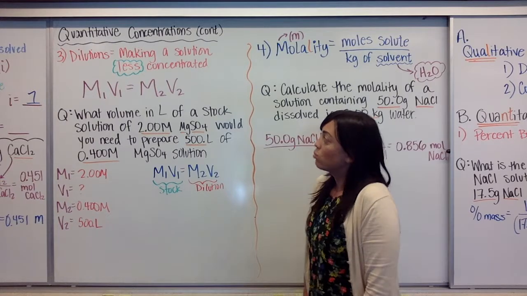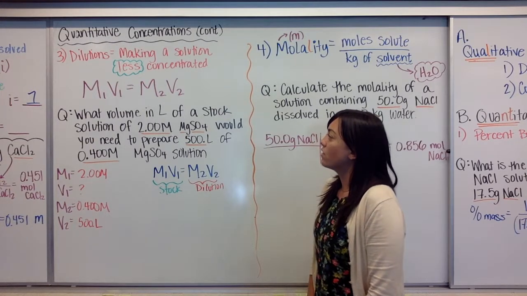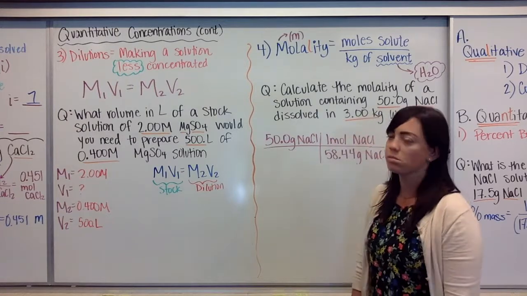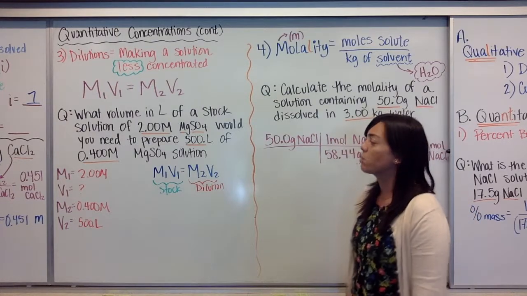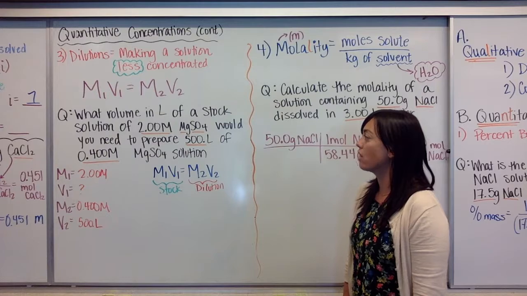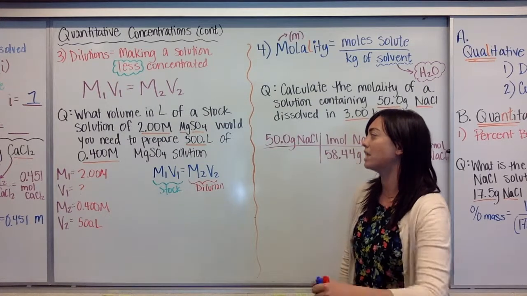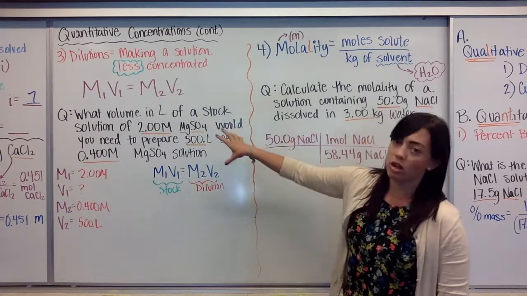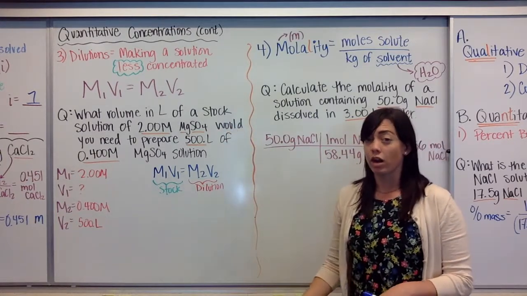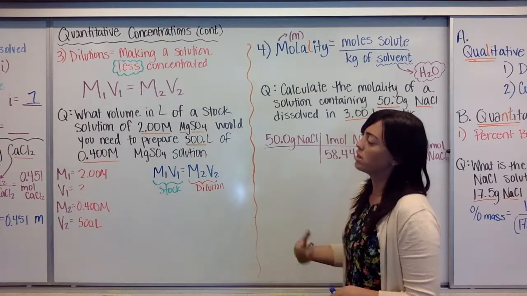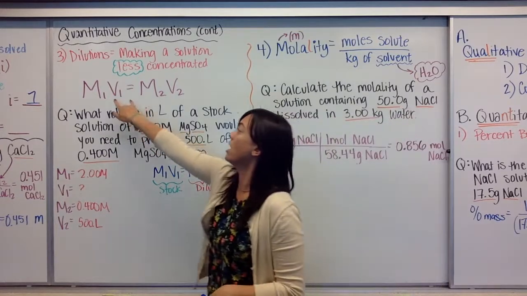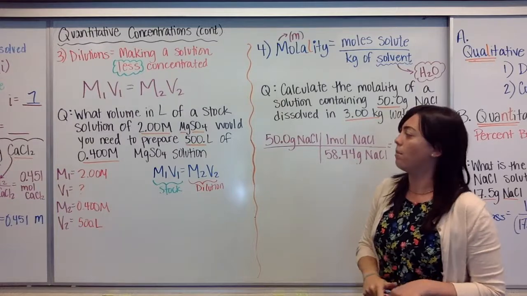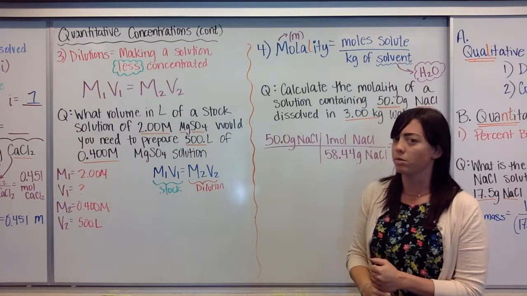So the question is, what volume in liters of a stock solution of 2.00 molar magnesium sulfate would you need to prepare 500 liters of 0.4 molar magnesium sulfate solution? That seems like a lot of words, but if we just make our variables list, you're going to be able to identify our initial and our final values, and then you just do a little multiplication and division, and we should be able to solve.